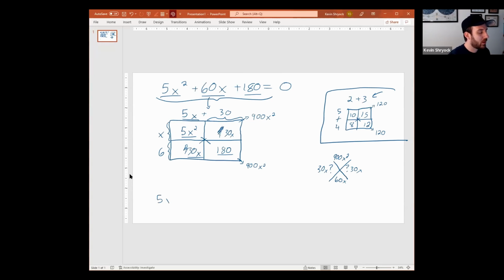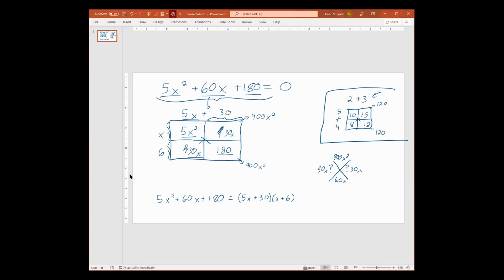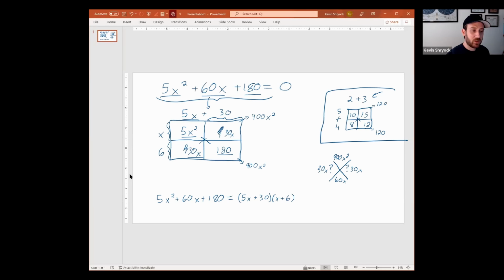Let's now take a look at what I've got. I've got 5x squared plus 60x plus 180. That was the inside of my rectangle, right? That has been described through us analyzing this as a rectangle that results from a width of 5x plus 30 and a height of x plus 6. Do we feel good with that?